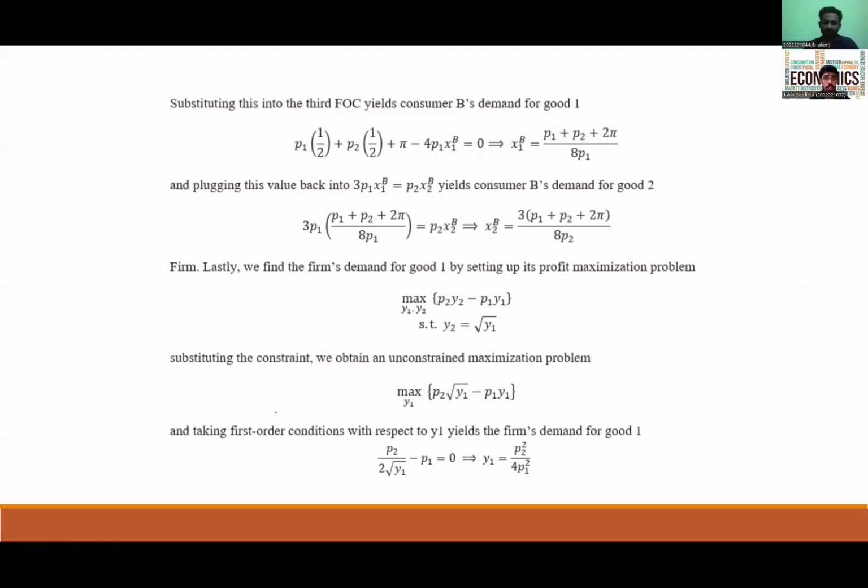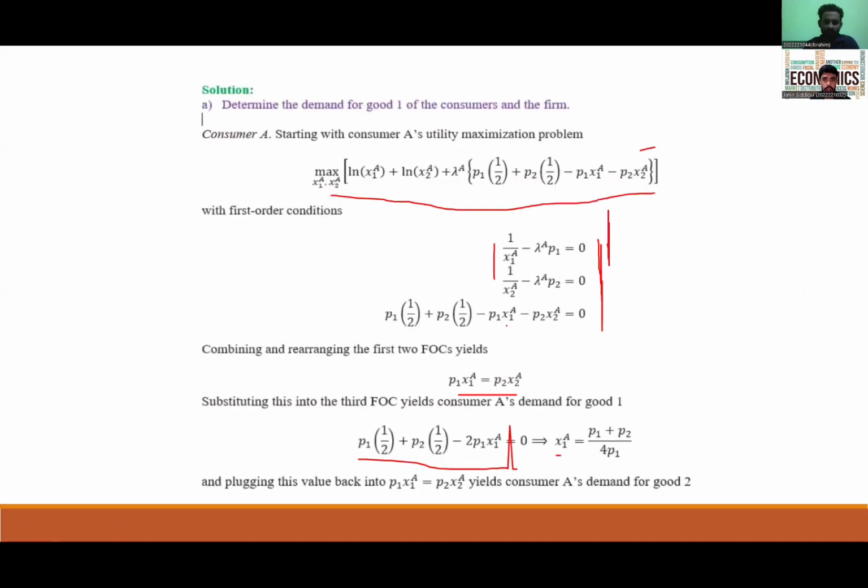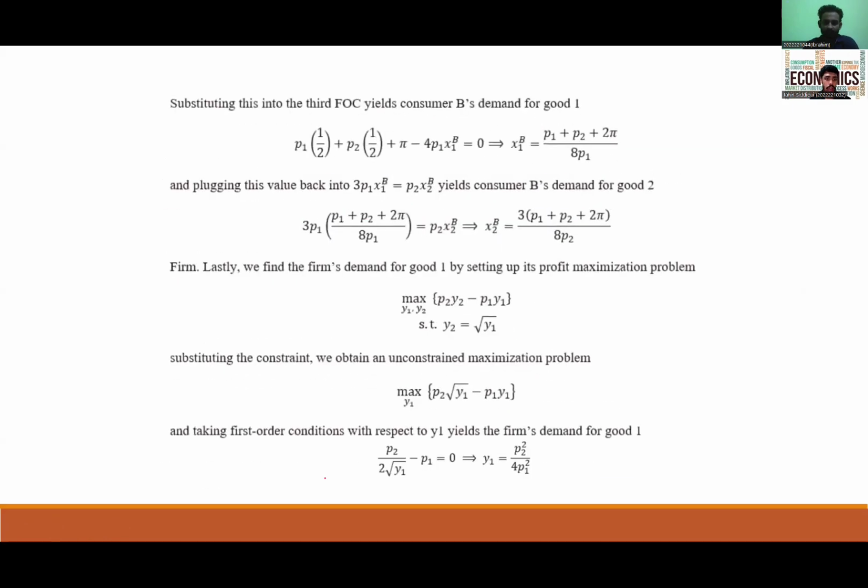Here, substituting, earlier we got this equation. After substituting the value we get here and putting it in this equation, we get the consumer's demand for good 1. Plugging this back into this equation, the consumer's demand for good 2 is this. We have discussed that again, and taking the first order condition with respect to y1 yields the firm's demand for good 1, which is that.